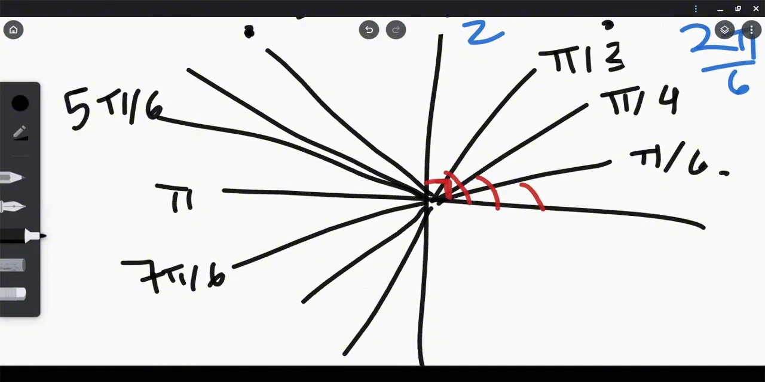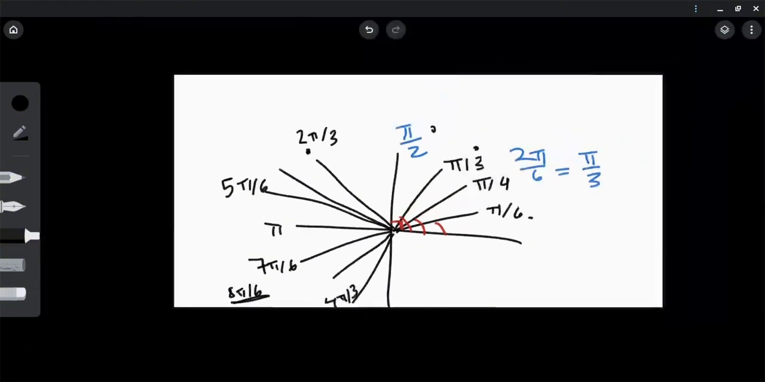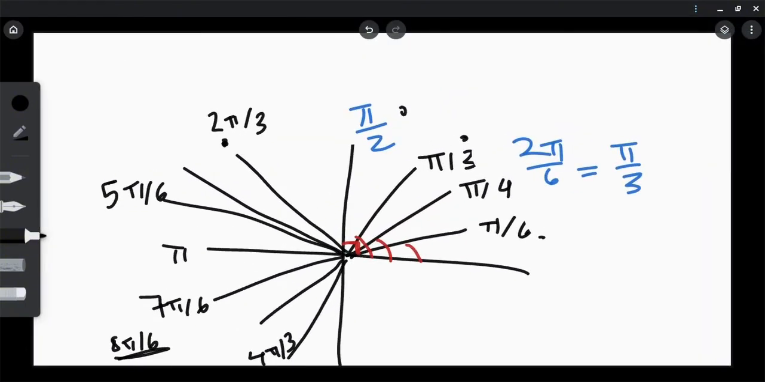This one, 7 pi over 6 plus pi over 6 is 8 pi over 6. What is this equal? This is 4 pi over 3. So you start to see all the angles here start to make sense, because the 3's line up with the other 3's that are on the quadrant 1, 2, and 3.